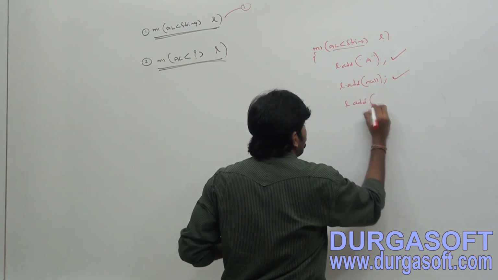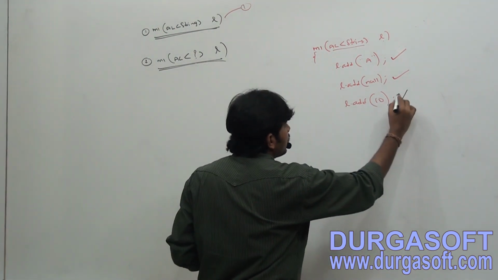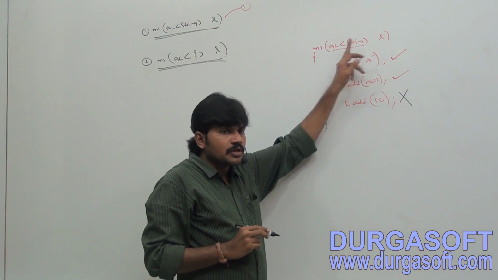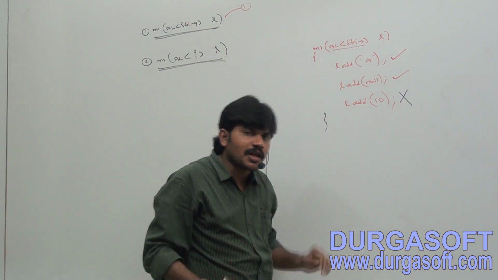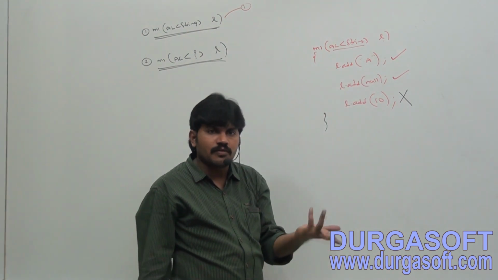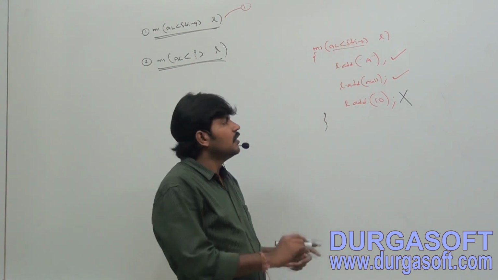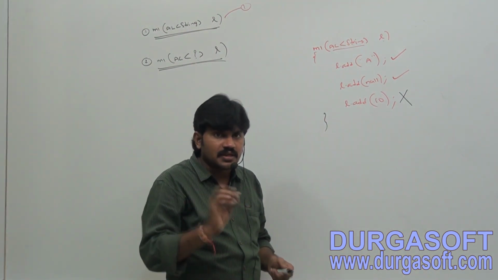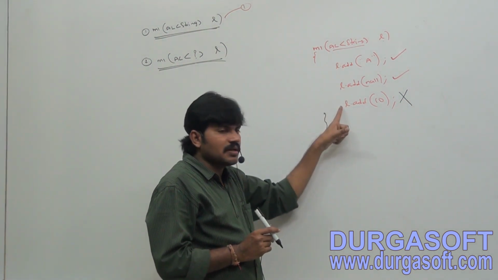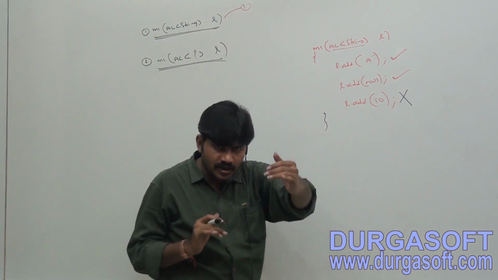L dot add of 10. Valid or invalid? Invalid. Compile time error we are going to get. Because L is what type? Array list of string type. Then which type of objects we can add? Only string type. Of course, null. Null is a valid value for any type, including string type also. That's why the second condition is, within the method, to the list, we can add only string type of objects. Clear for all of you, right?